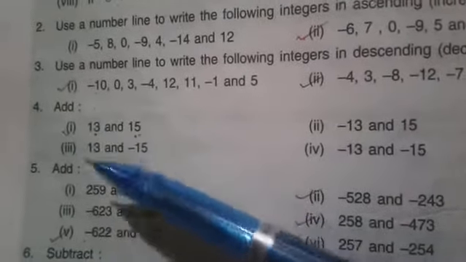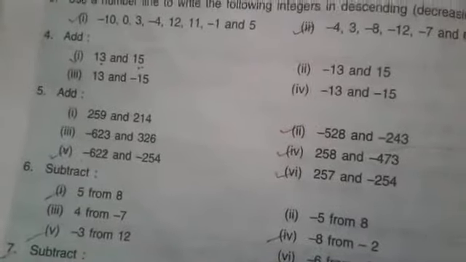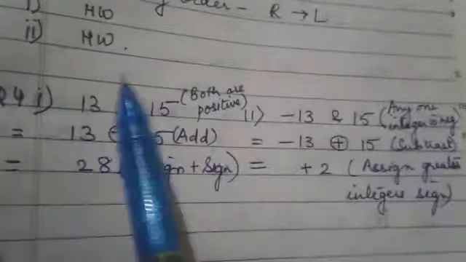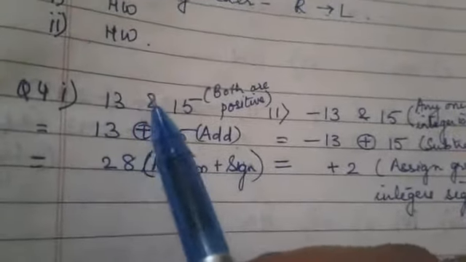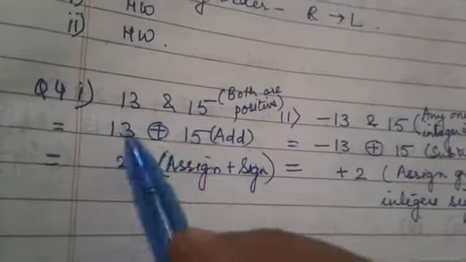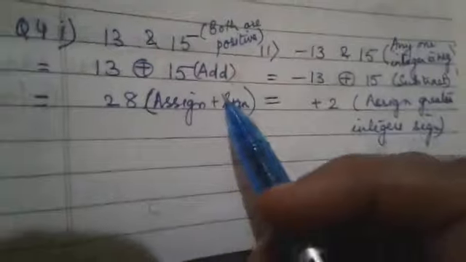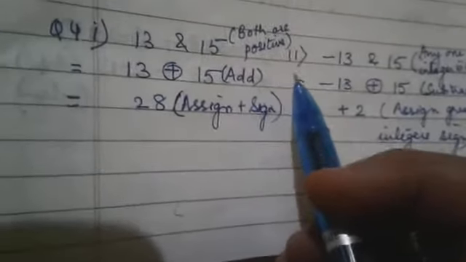Question number 4, addition. These are integers, so we have certain rules for adding integers, which we'll see. You can see I have to add two numbers, 13 and 15, taken with different combinations of signs, plus, minus, and all. Let's see. So 13 and 15.